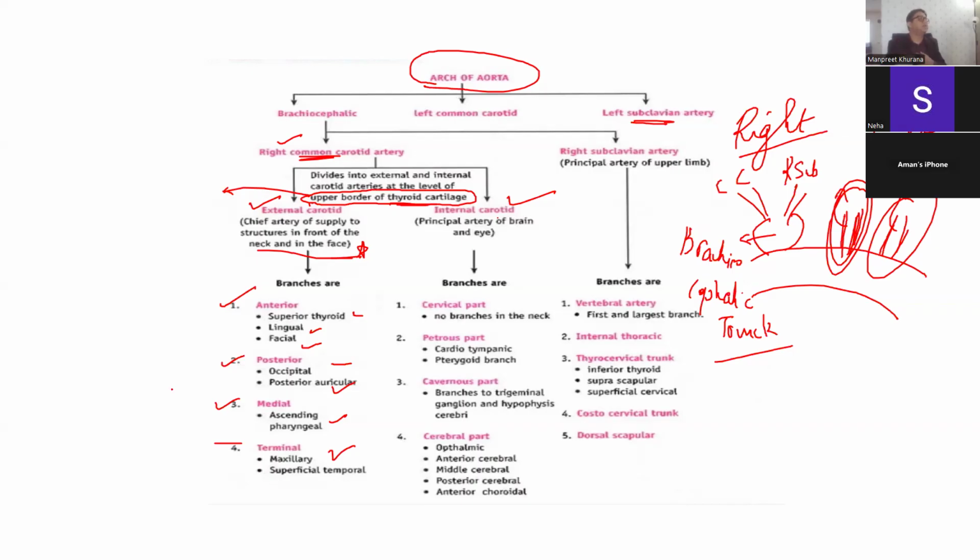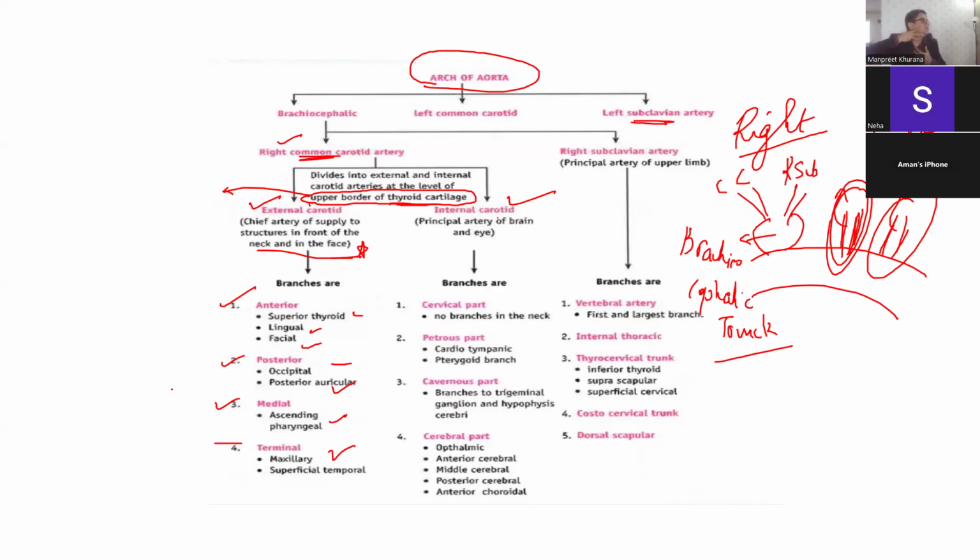From the arch of aorta, we get the common carotid of the left and the right side. The common carotid which comes here divides into external carotid and internal carotid. The internal carotid goes inside through the jugular foramen into the brain, and supplies the various structures of the brain. The external carotid artery comes outside here, at the upper border of the thyroid cartilage, where the common carotid divides into external and internal. Internal goes inside, external supplies.